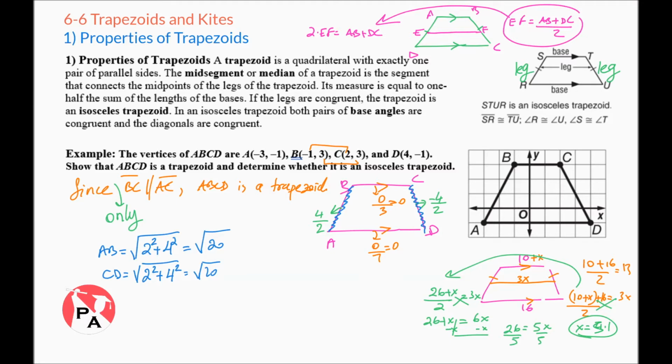So now our reasoning is, since AB is equal to CD, or you could say the legs are equal to each other in length, ABCD is an isosceles trapezoid. So that's all for this. First, again, you need to prove that only one pair of sides are parallel. The others must have different slopes. And then you need to show that the legs have the same length to say it's an isosceles trapezoid.